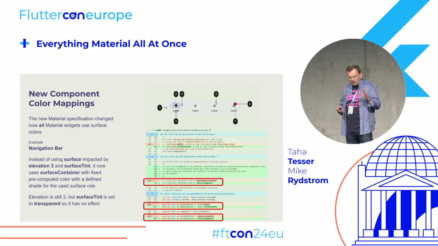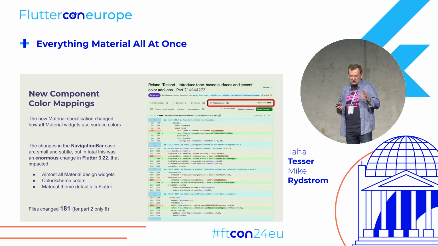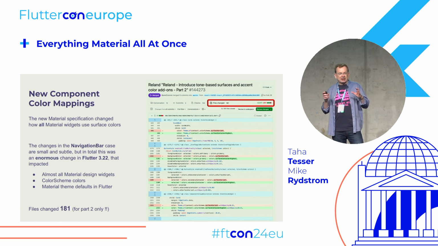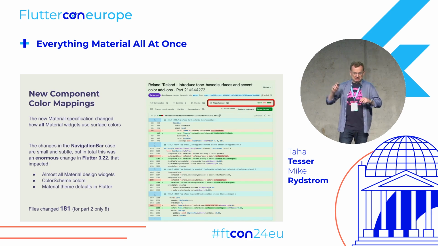But talking about PRs and the change, if you look at how many of these changes were made, there were 181 files changed in the Flutter repo to do this change, and over 2,000 lines of code changed, and it gets a small footnote in the release.